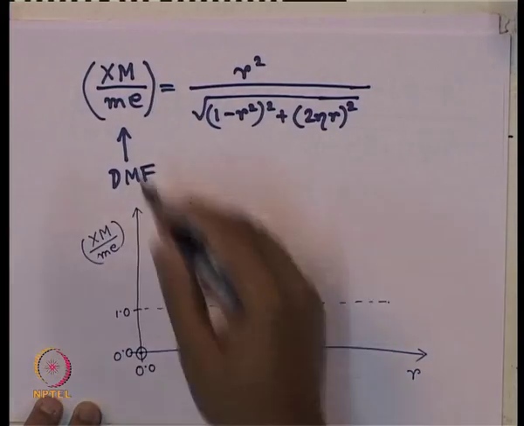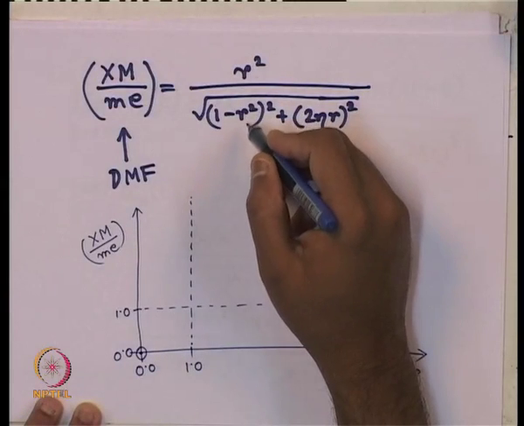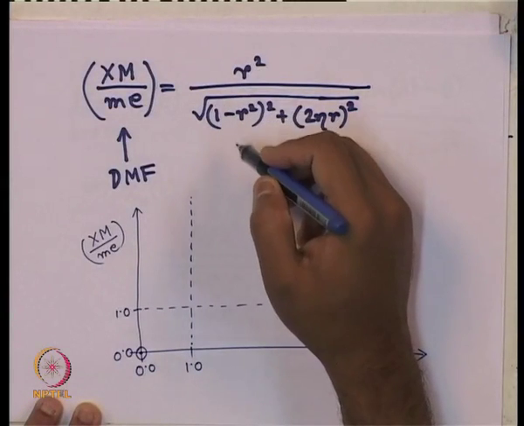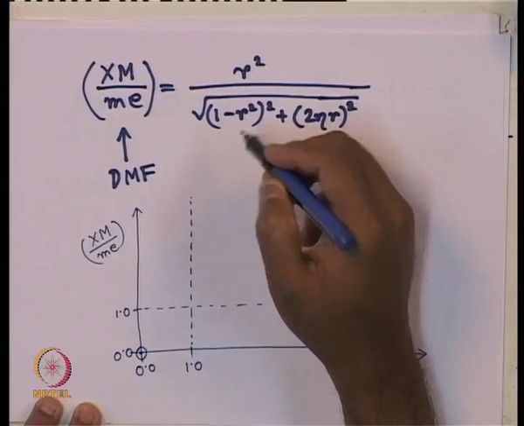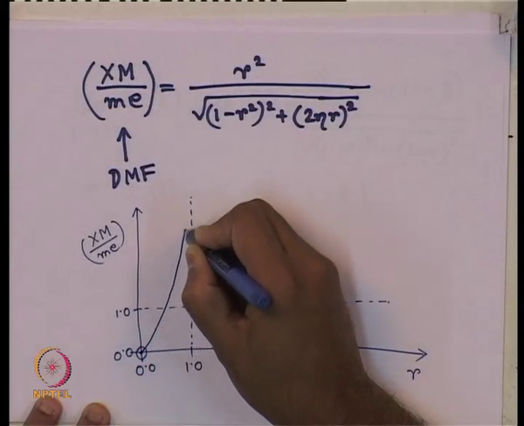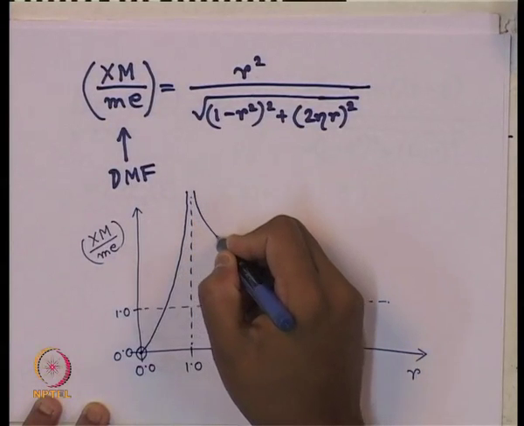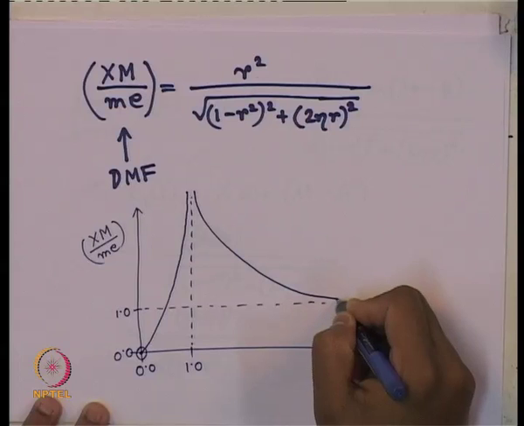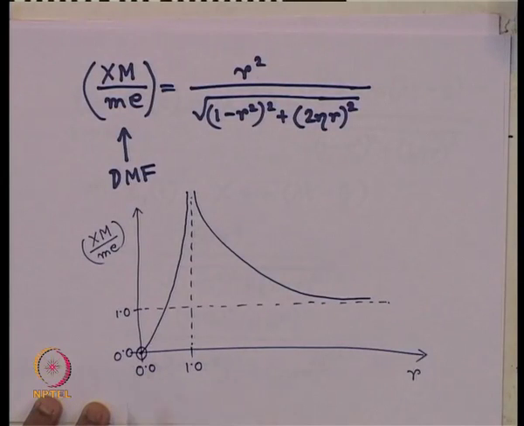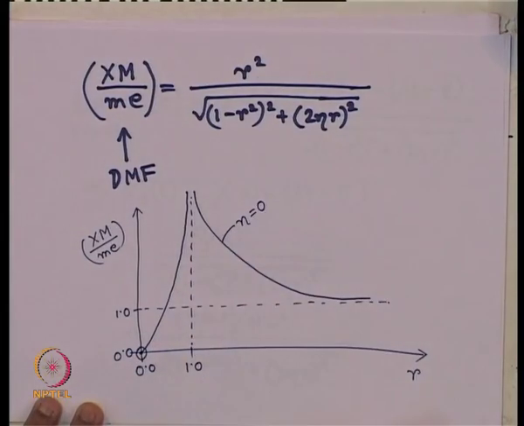So, it starts from here and goes to 1, and when eta is 0, at r equals to 1, what is the value of x m by m e? When eta is 0, this vanishes, r equals to 1. So, this is 0, I get infinity. What does it mean? For eta 0, that is the undamped case, the variation will be something like this. It comes from infinity, and here it approaches 1. That is the variation for eta equals to 0, the undamped case.